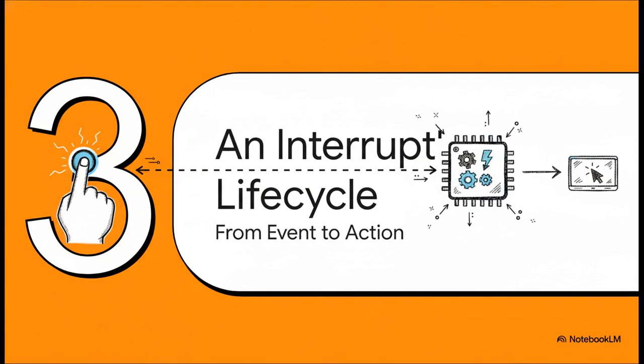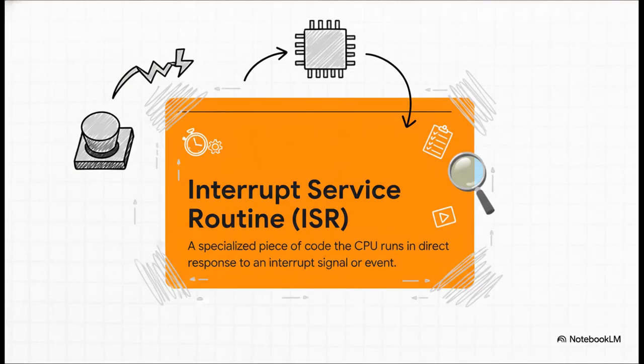All right, so we get why interrupts are so much better, but how do they actually work, under the hood? Let's follow the entire journey from a physical event all the way to the processor taking action. Okay, before we walk through the steps, you need to know this one key term, the Interrupt Service Routine, or ISR for short. The easiest way to think about it is as a tiny, super specialized to-do list for a very specific event. When a button gets pressed, the CPU doesn't have to waste time figuring out what to do. It just instantly jumps to the button press ISR. It's an emergency action plan.